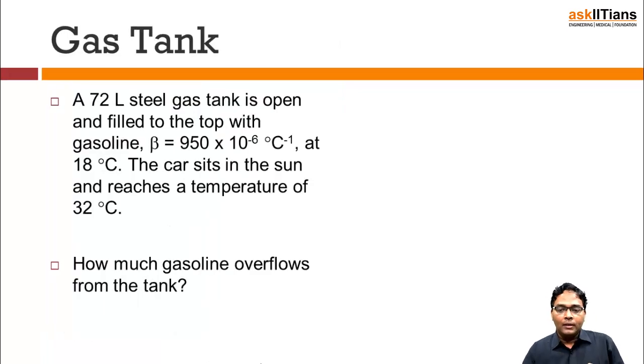Okay. Now let's take a question. Let's say you have a 72 liter steel gas tank which is open and filled to the top with gasoline or petrol. Beta is given as 950 into 10 to the minus 6 at 18 degrees centigrade. The car sits in the sun and reaches a temperature of 32 degrees centigrade. Okay, so how much gasoline actually overflows from the tank?